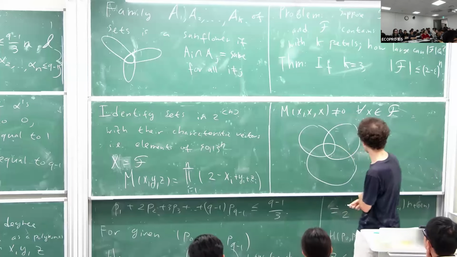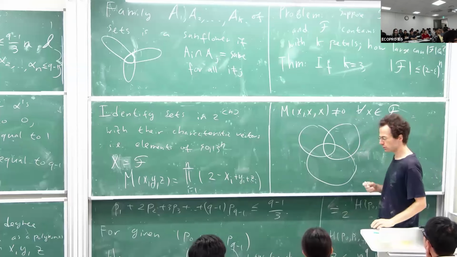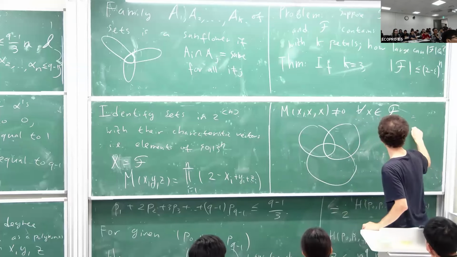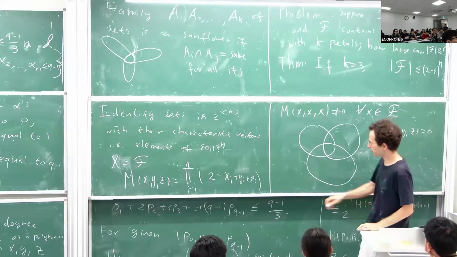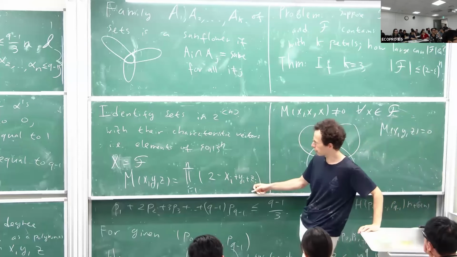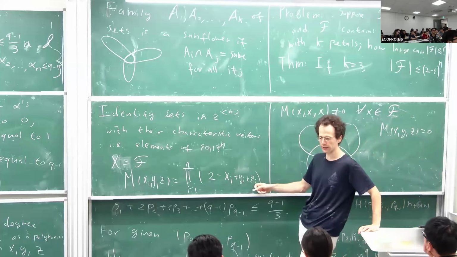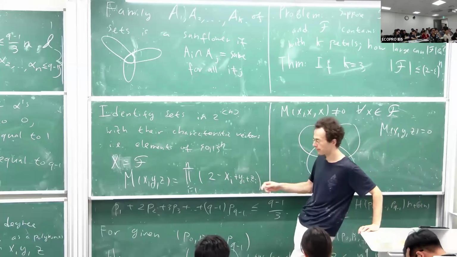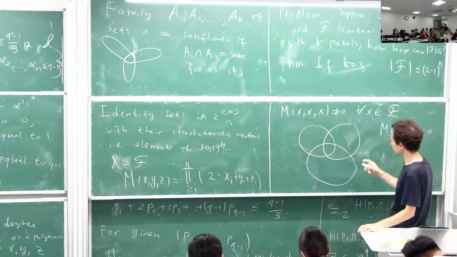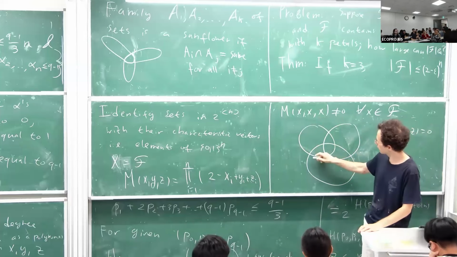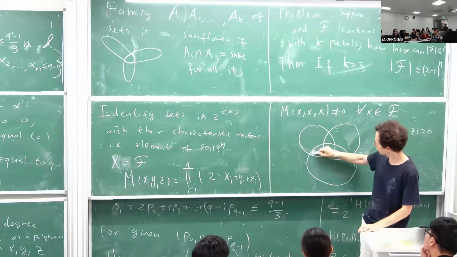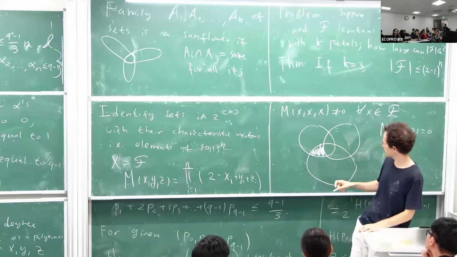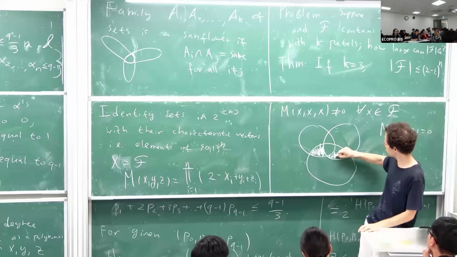Okay, so it's going to be 0. So M of x, y, z is 0 if this sum is equal to 2 at least once. So there exists an element which is contained in exactly 2 out of 3 sets. Okay, so it's 0 if we are, for example, in this region, which is in 2 out of 3 sets. It's also going to be 0 if it's in this 2 out of 3 sets.